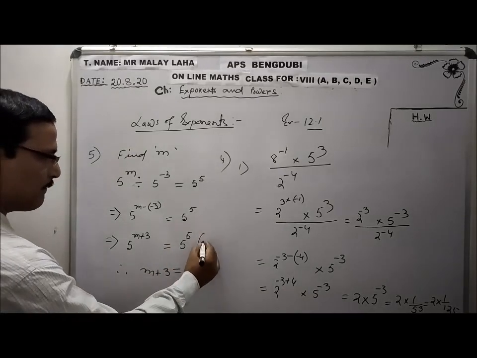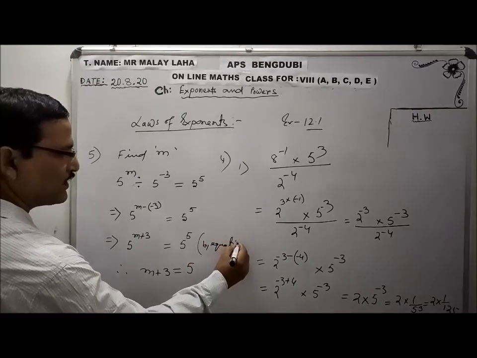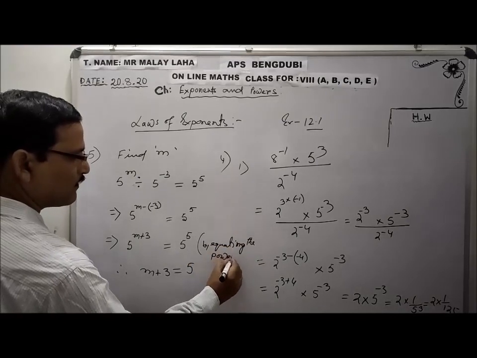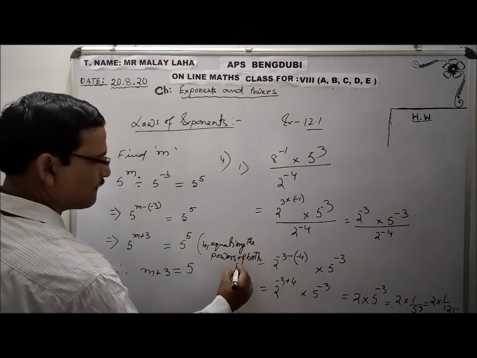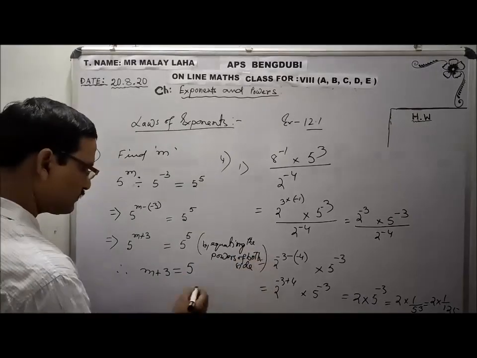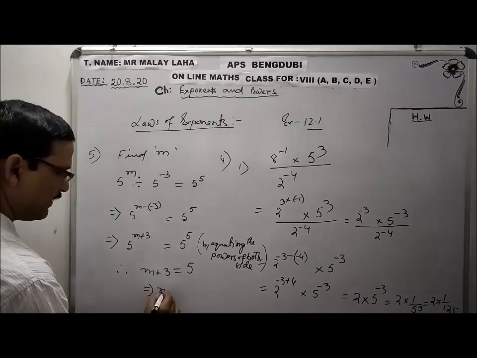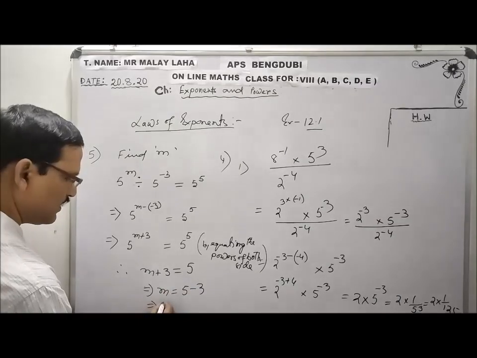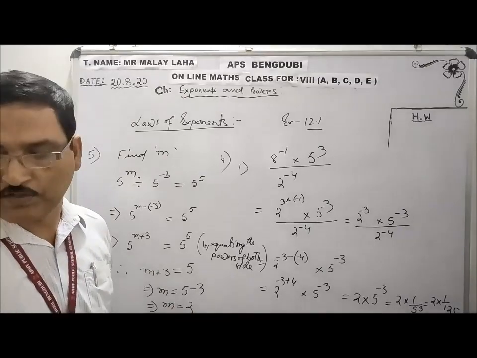You can write down here, by equating the powers of both sides, or if you are not writing, no problem. So what we have is m equals 5 minus 3, so m equals 2. A very simple type of equation will form.